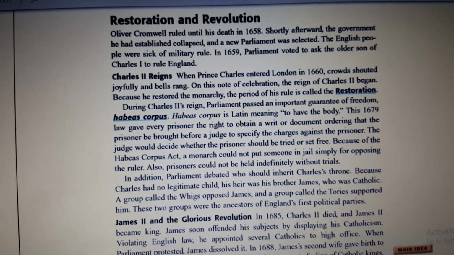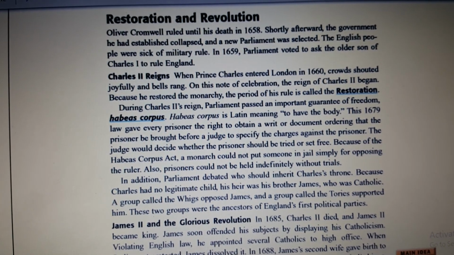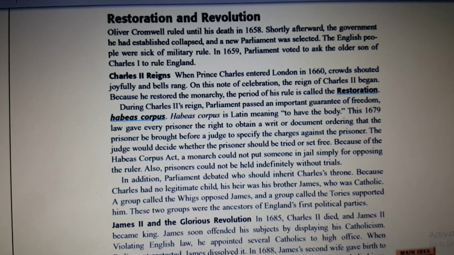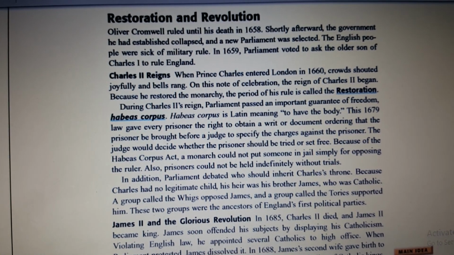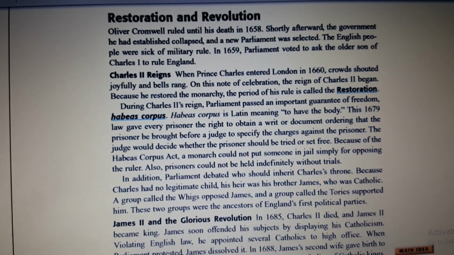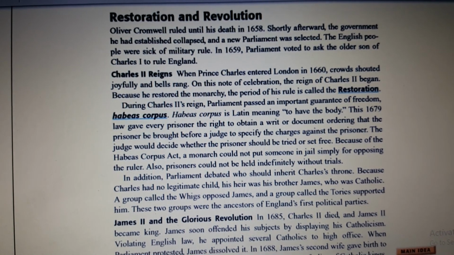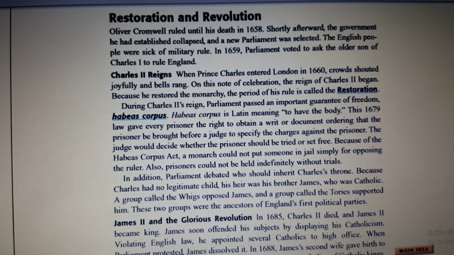Because of the Habeas Corpus Act, a monarch could not put someone in jail simply for opposing the ruler. Also, prisoners could not be held indefinitely without trials.